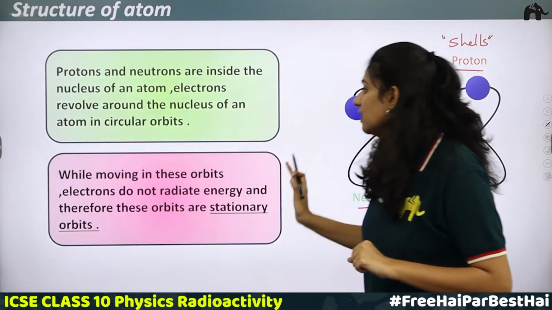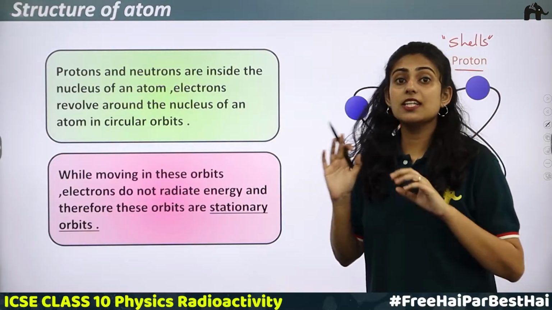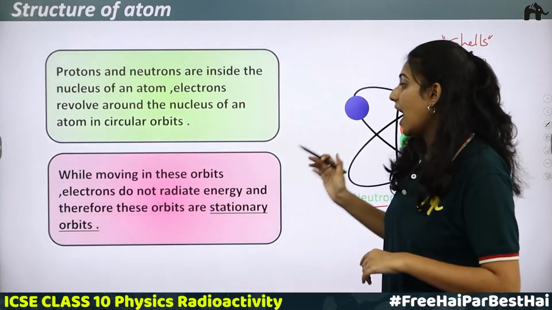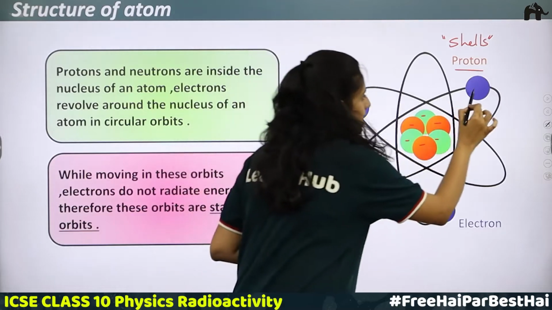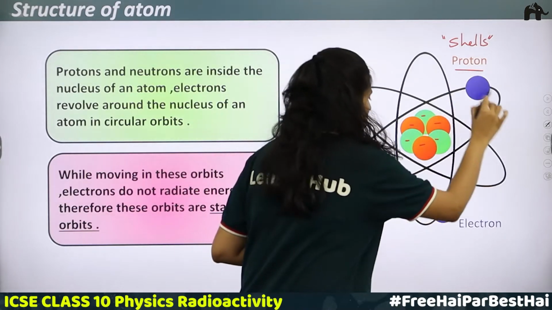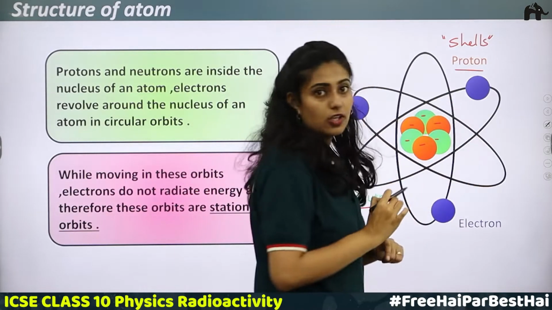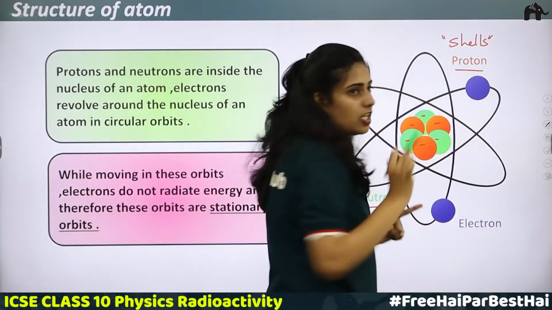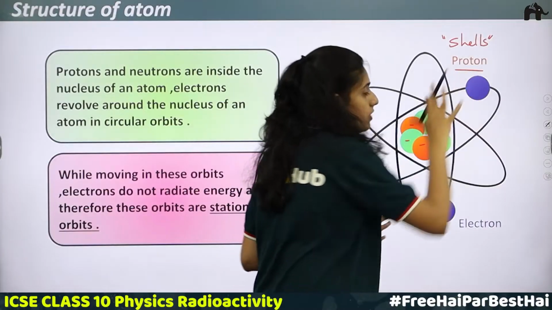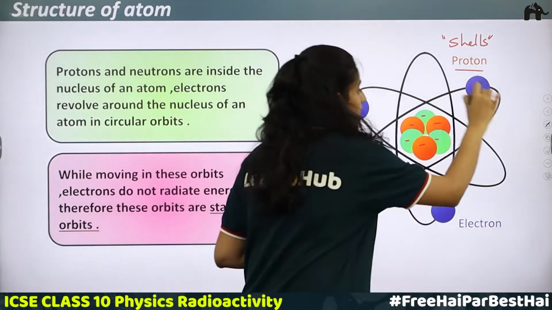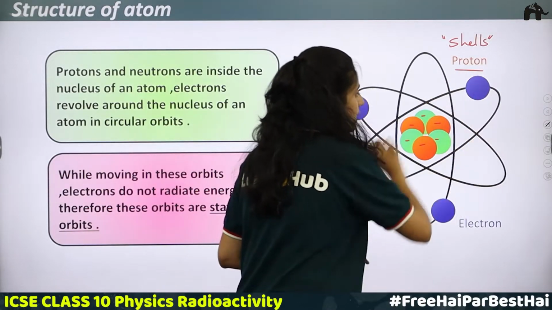Now, while moving in these orbits, electrons do not radiate energy and therefore these orbits are called stationary orbits. For example, if you are considering this electron, you can see this electron is revolving in this orbit. This orbit is a stationary orbit. Why is it called a stationary orbit? Its energy does not change. The electron will have the same energy when it is revolving around the nucleus in this orbit.